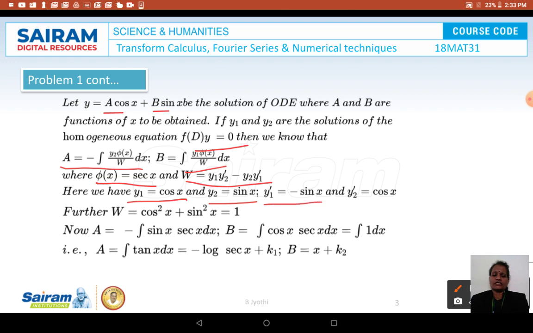Therefore y1 dash, whose derivative is minus sin x, and y2 dash is equal to cos x. Let us substitute in the Wronskian.